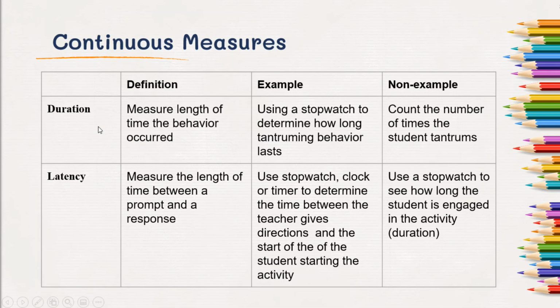Next, we're looking at duration. Duration measures the length of time that a behavior occurred. An example is using a stopwatch to determine how long a tantruming behavior lasts. A non-example would be counting the number of times the student tantrums. Again, that's going a little bit more into frequency. If we look at the number of times they tantrum over a period of time, that would be frequency, whereas with duration, we're trying to look at the actual length of the tantruming behavior.